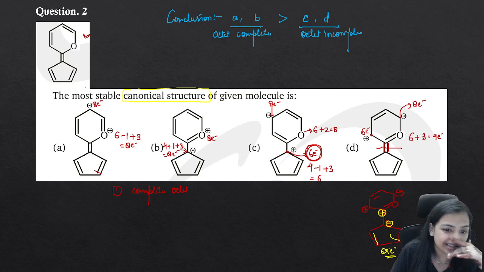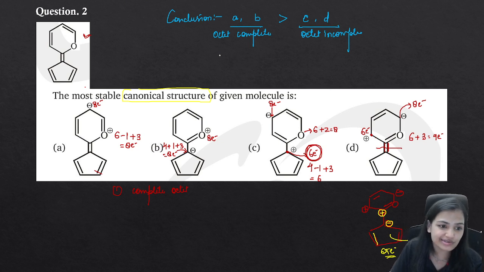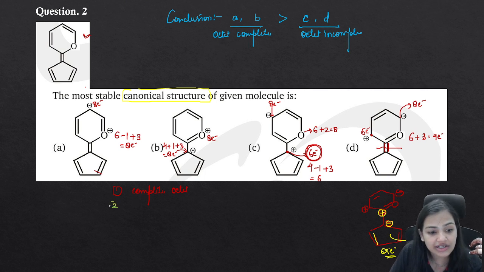Now, I know that you people have reached your answer, but still let's wait, because we do have some other students who are still not getting the right answer. So let's wait for them. Now, after the octet is complete, the second point that we have to look for is the bond order. The bond order has to be higher.